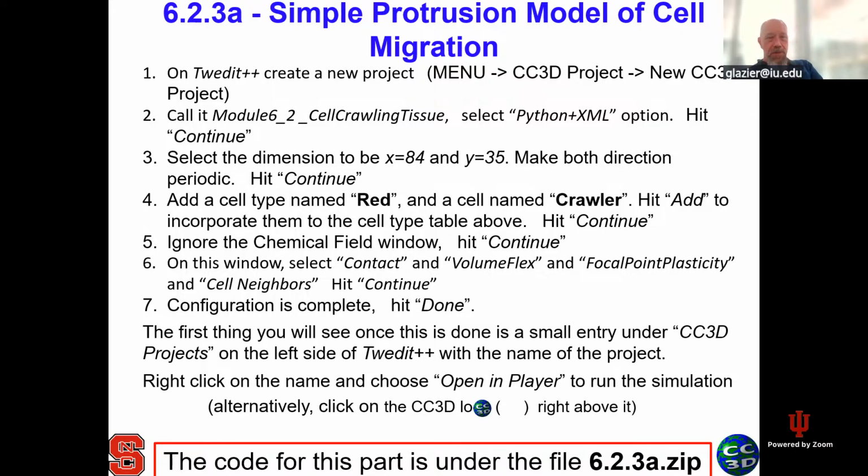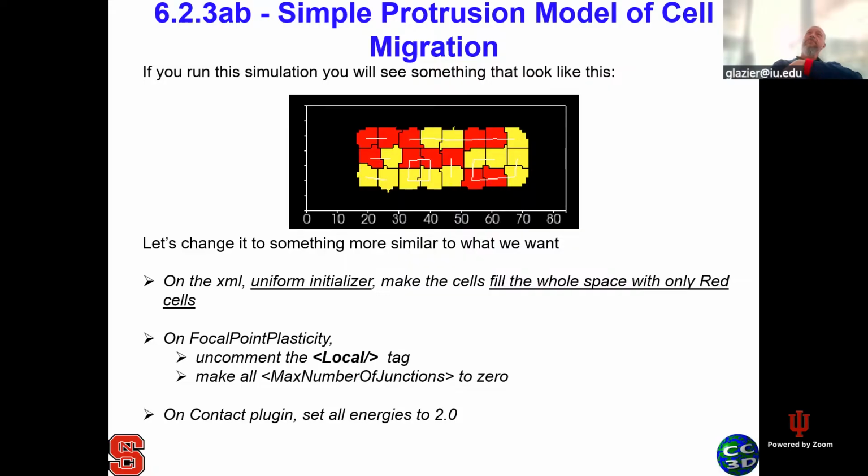So at the moment, this won't do anything because we haven't actually created the Python yet. And so we should see something like this. And we'll use uniform initializer to make all the cells initially red. Just create all the cells being red, and then we'll change the type of one of the cells to be crawler type.